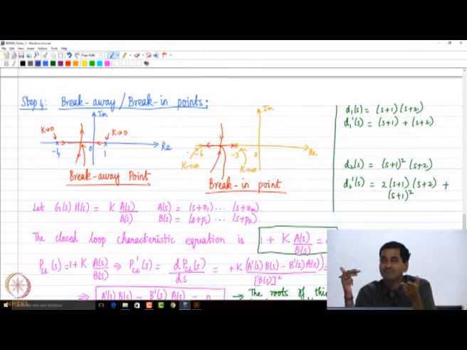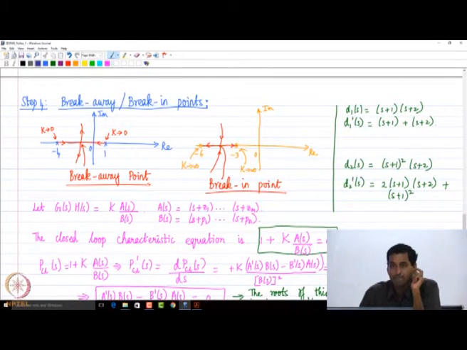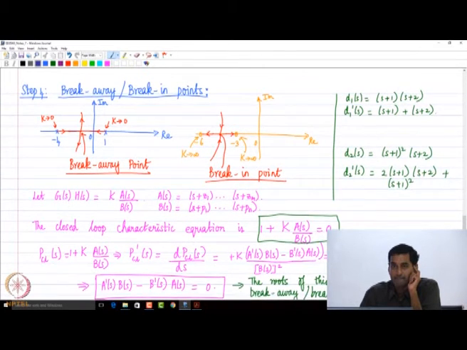When you have a repeating root for a polynomial, with a multiplicity greater than 1, you are assured that the first derivative is going to be 0. That's why I did this aside. That's why we are differentiating the closed loop characteristic equation, or closed loop characteristic polynomial to be more accurate.